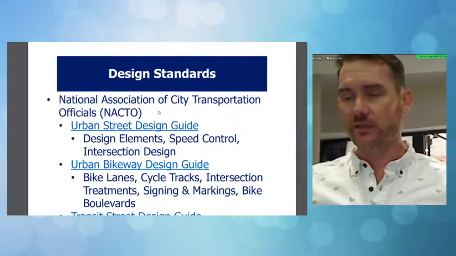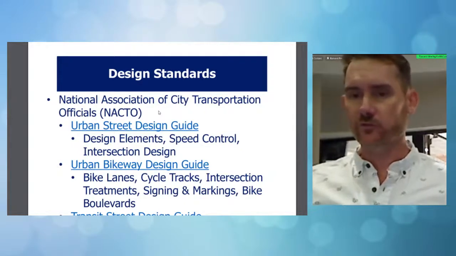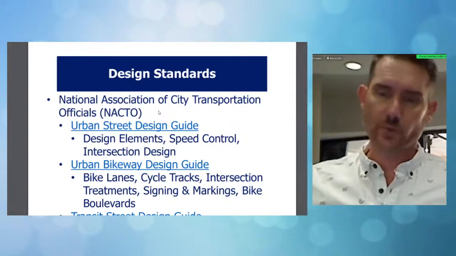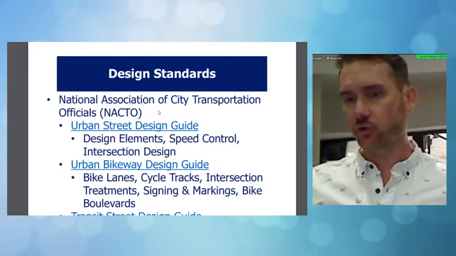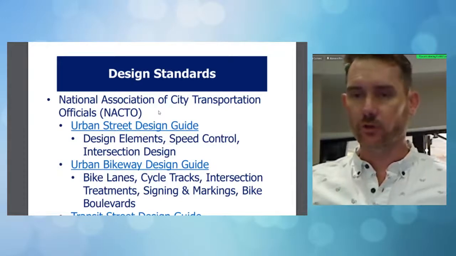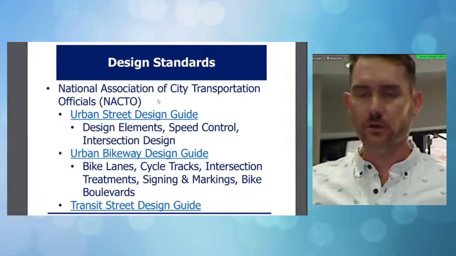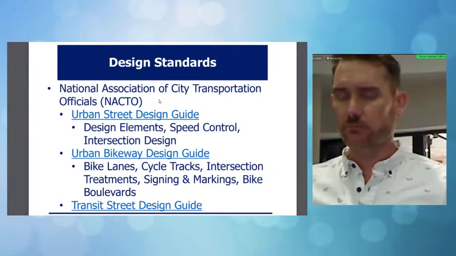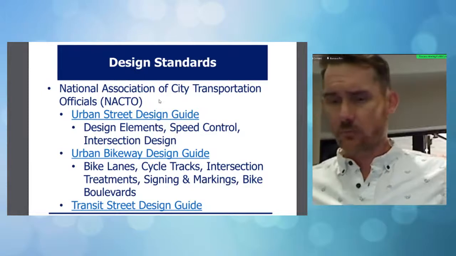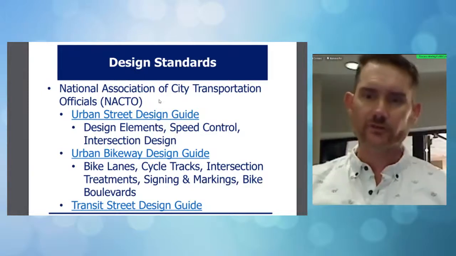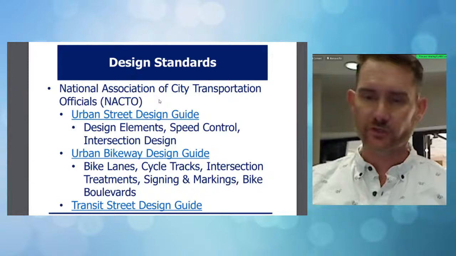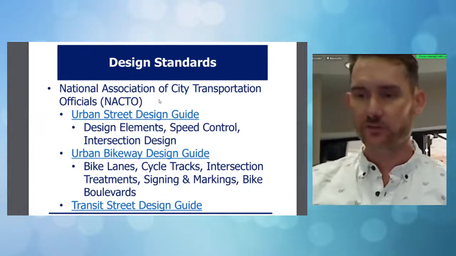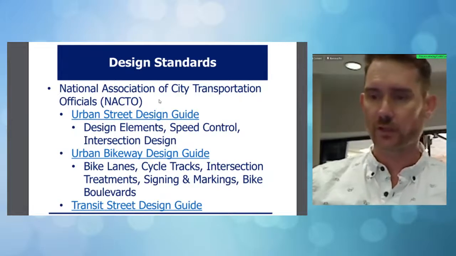And this is a guide that we've used a few times in Lawrence, related to curb bulb outs like we have downtown, and raised crosswalks. So there's good examples in that guide that we use. Also, they published the Bikeway Design Guide, which is really focused on bicycle facilities, bike lanes, cycle tracks, intersection treatments, and speaks to signings and markings for best practices and things to consider with those, and bike boulevards.